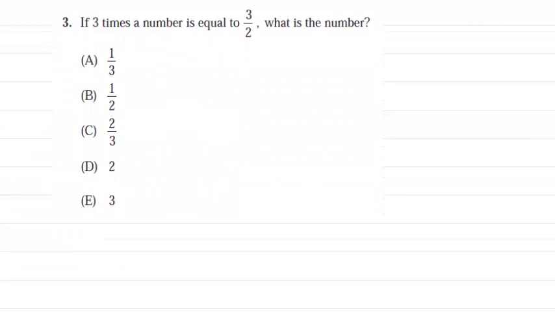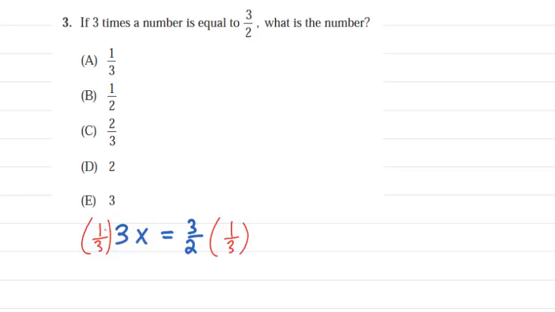Here's a question from College Board's 2012 practice test. 3 times a number is equal to 3 halves. I can divide both sides by 3. Dividing by 3 could also be called multiplying by 1/3. And I'm talking about it that way because I have a fraction on the right hand side. So therefore x equals 3 on the top, 6 on the bottom, which I can simplify down to 1/2. So the answer is B, 1/2.